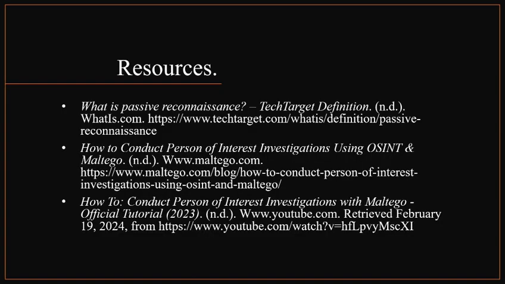And yeah, these are the resources that did help me go through this lab.